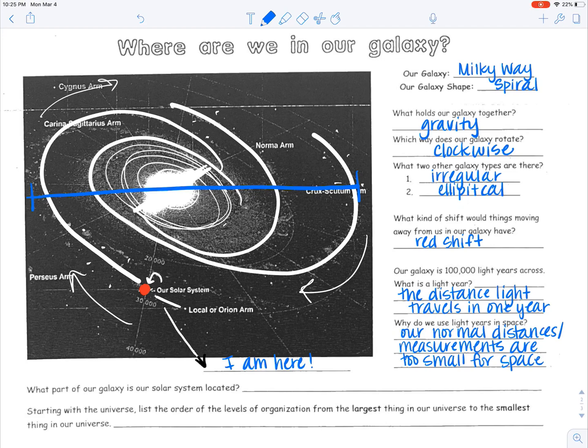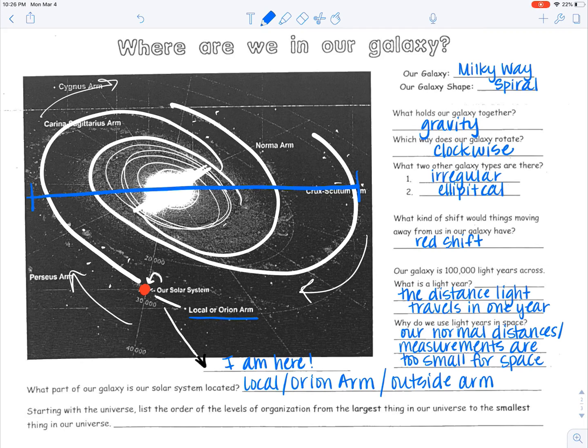Okay, the next question says, what part of our galaxy is our solar system located? So we're really going to be looking here, okay? It's on the local or Orion arm. And basically what you really need to know, you don't have to memorize that particular name. What you need to know is that we are on the outside arm of our galaxy. So we are on the outside arm of our galaxy.